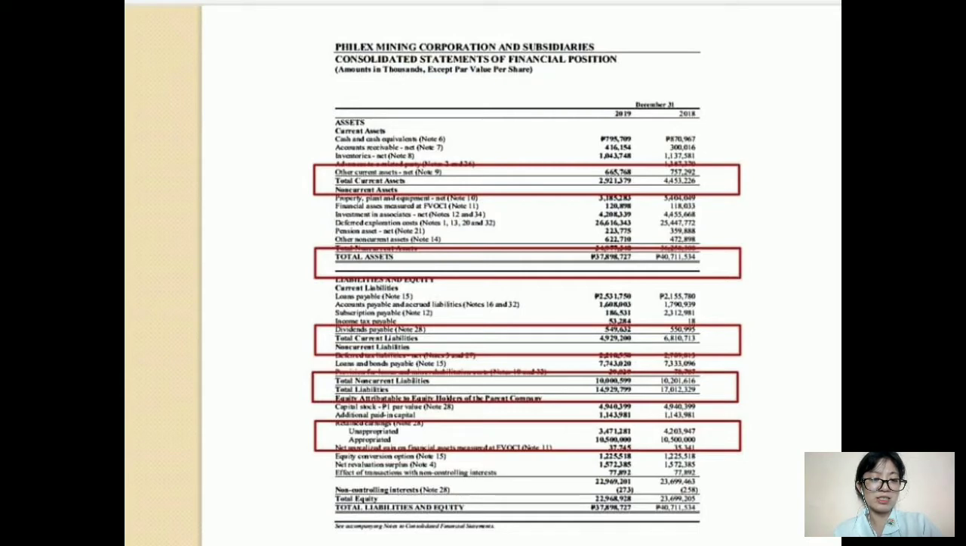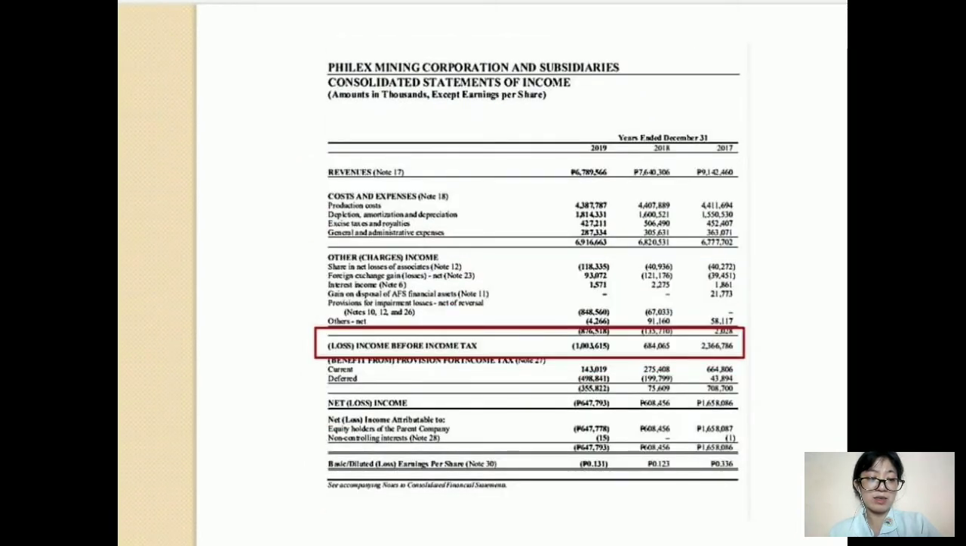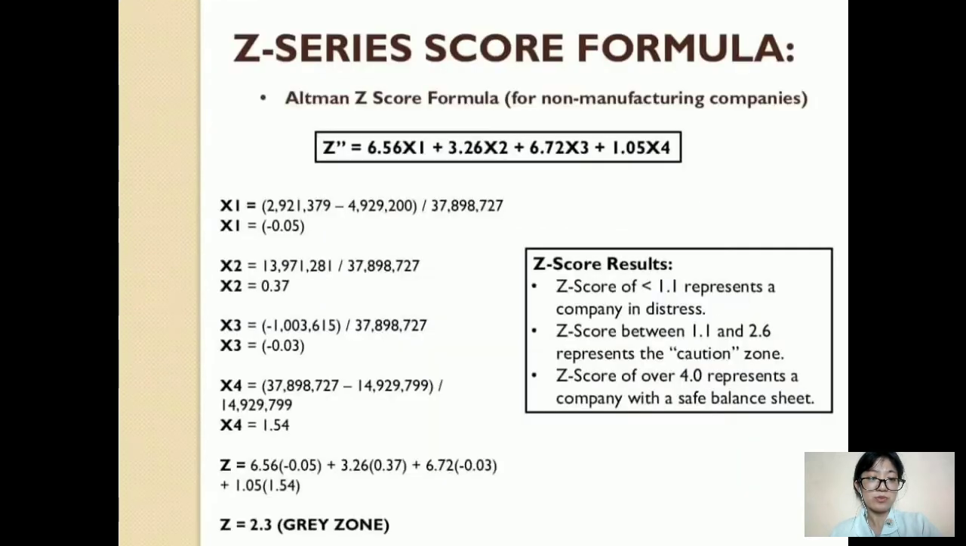The total current asset is 2.9 million, the total asset is 37.8 million, the total current liability is 4.9 million, the total liabilities is 14.9 million, the retained earnings is 13.9 million because I added the two retained earnings, and the income before income tax is negative 1 million. After we get all the values, we are now going to substitute them into the financial ratios.